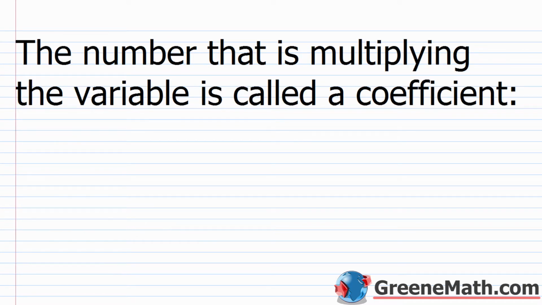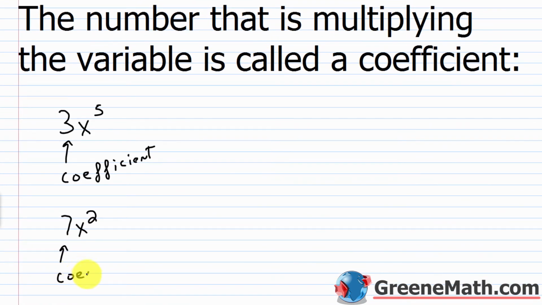All right, so I also want you to recall that the number that is multiplying the variable is called a coefficient. So for example, if I have something like 3x to the 5th power, the 3 that's multiplying this x to the 5th power is known as the coefficient. Or as another example, you could have, let's say, 7x squared. 7 is the coefficient. And again, I just give you these definitions because I'm going to be referring to things later on. I might say, hey, just add the coefficients together, so you need to know what I'm talking about.